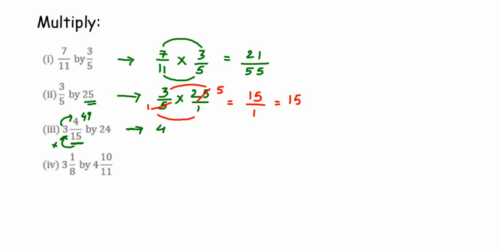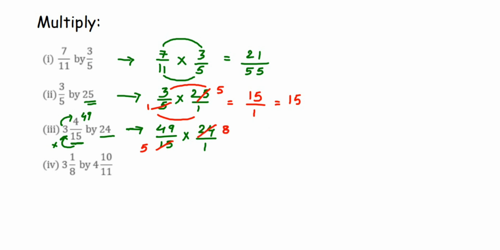So 49 by 15 multiplied by, again you can see 24 is a whole number, right? So I'm going to write this as 24 by 1. That's it. Now we have to multiply the numbers, and if possible we can cancel the numbers. So here I can cancel 15 and 24. They both are divisible by 3. I can cancel this in the 3 table. So 3 5s are 15 and 3 8s are 24.